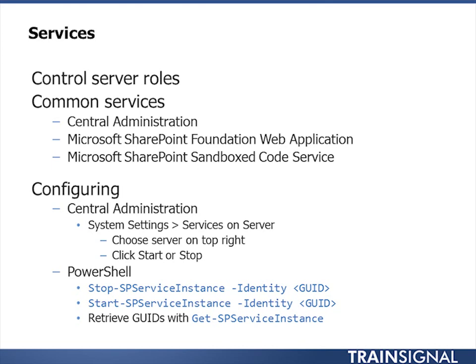Now, two little catches there. Number one is if I want to run that on a different system, I'm going to use Invoke-Command. Number two is this requires the GUID, so I will need to go retrieve the GUID. To do that, we're going to use Get-SPServiceInstance. What I want to do here is take a look at how we're going to do this inside of Central Administration, and then I'm going to double back and take a look at how we're going to do this inside of PowerShell.